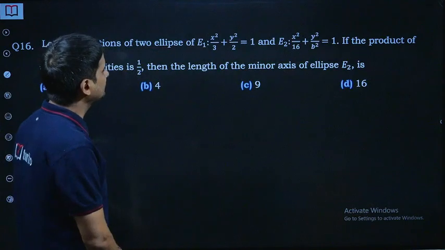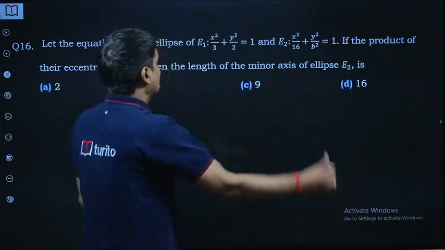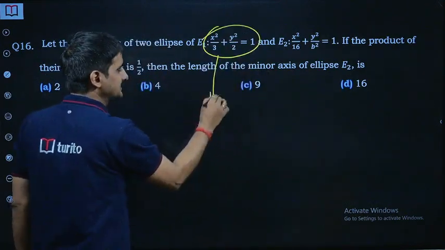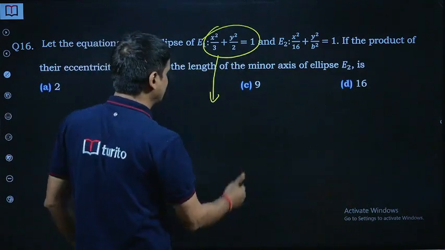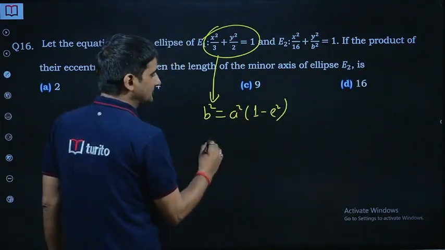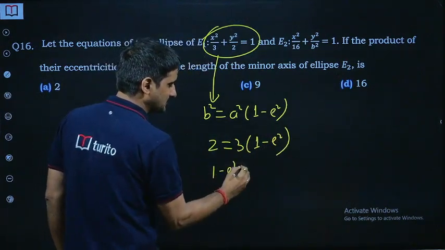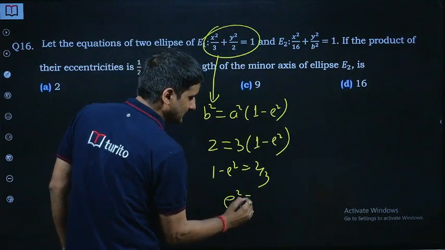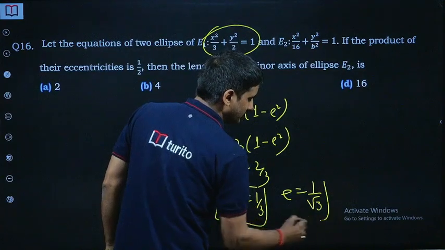Let the equations of two ellipses be this and this, and the product of their eccentricities is half. So for eccentricity, of course A is greater than B, it's a horizontal ellipse. We know B square is A square into 1 minus E square. So 2 is equal to 3 into 1 minus E square. So how much is it? So 1 minus E square is 2 by 3. So E square is 1 by 3. Of course E is positive, which is the ratio of two distances. So E is 1 by root 3.